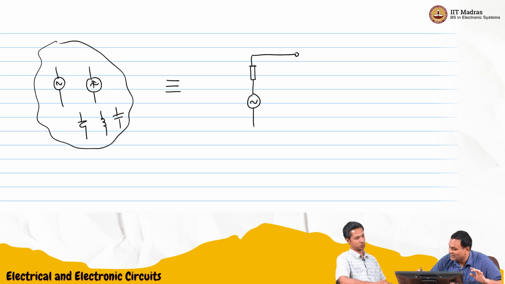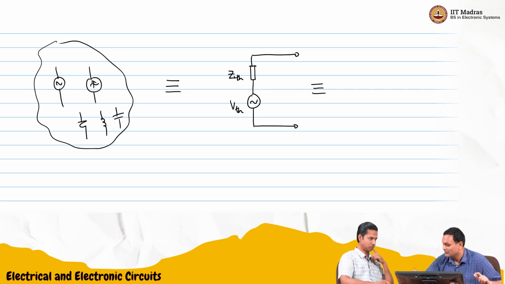So we had learnt a new term called impedance last time. It's a complex number. So I'll call it Z Thevenin now. And this is my V Thevenin. And I can also do the same thing for Norton. So I can have a Norton current source in parallel with the Z.